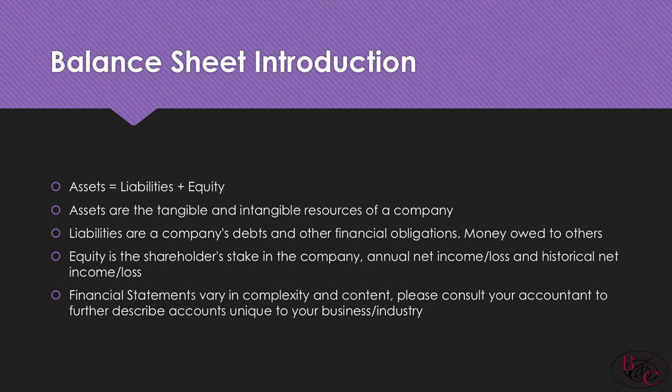Assets are the tangible and intangible resources of a company. So any sort of computer equipment our company is going to use, our telephone equipment, the building we're in, any cash we use to pay our commissions to others and employees, those are all assets of our company. The liabilities are a company's debts and other financial obligations, basically the money owed to others. So our accounts payable would consist of a liability, the loan for our building would be a liability, the payroll taxes owed at year end would be a liability as well.